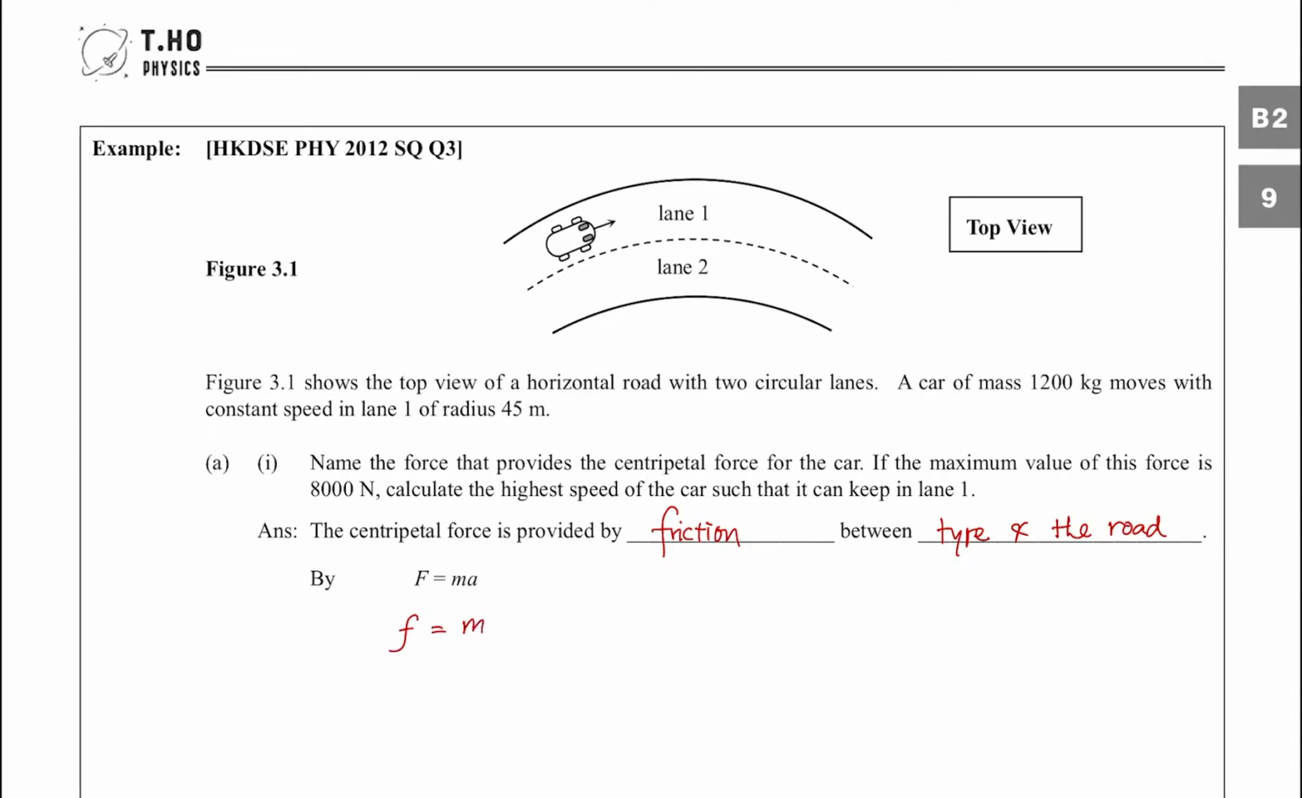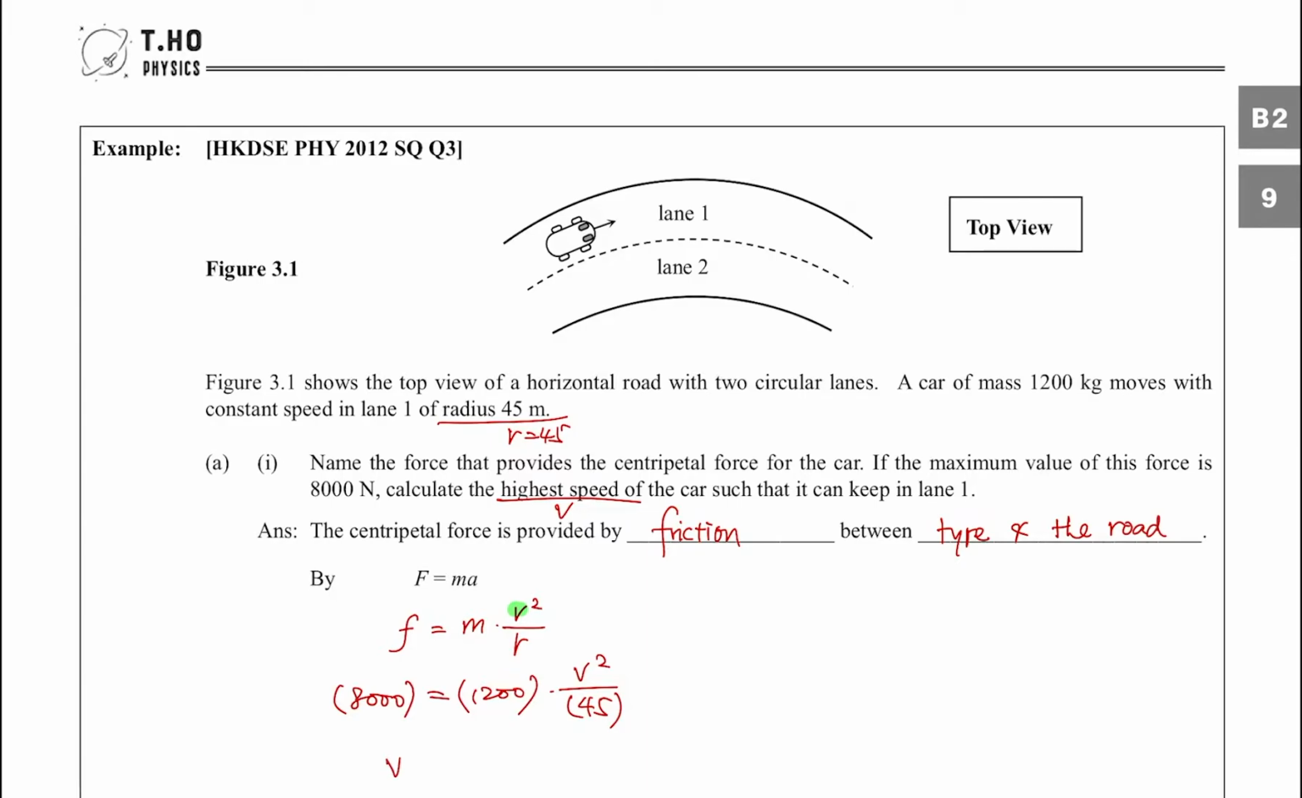By F equals ma, F is provided by the friction, and here we would use v squared over r because we are calculating the highest linear speed. So we would use mv squared over r. We do not use mr omega squared. So we put in the numbers. Maximum friction is 8,000. Mass of the car is 1,200. v is what we want to find. The radius of the road is 45 meters.